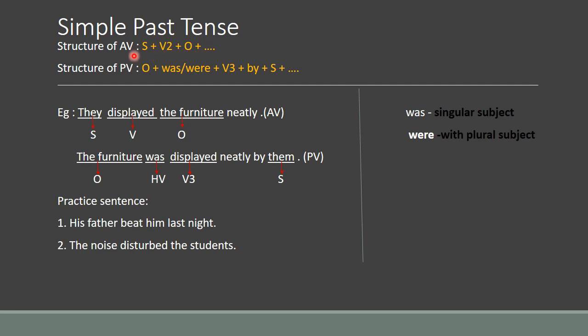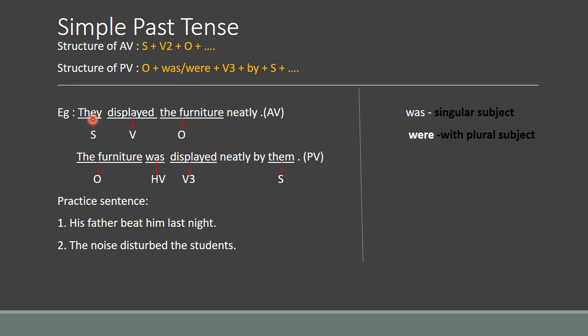Then the structure of passive voice for simple past tense: the object should come first. The helping verb should be was or were. For simple past tense, the helping verb you add should be was or were. If the given object is singular, then you should go with was. If the object is plural, then you should go with were. Then the V2 form of the main verb should be changed to its V3 form, then add by, and finally the subject. Now we are moving to the example.